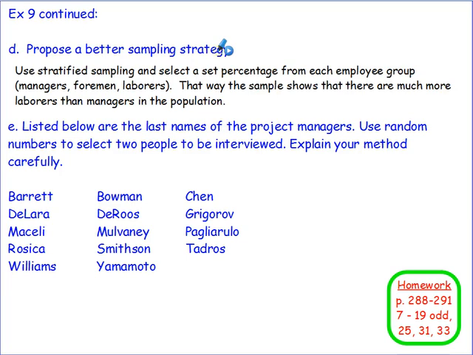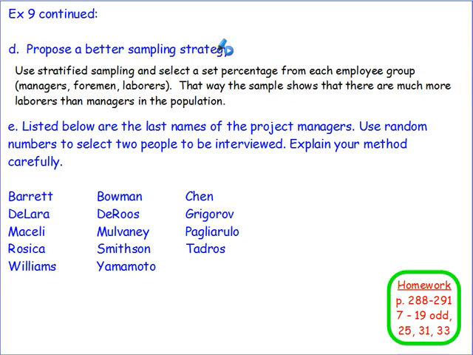And so that's stratified sampling. So stratify them, break them up into groups, managers, foremen, laborers, and then say I want 10%, 20% from each group. That way your sample is the same percentages as the population.